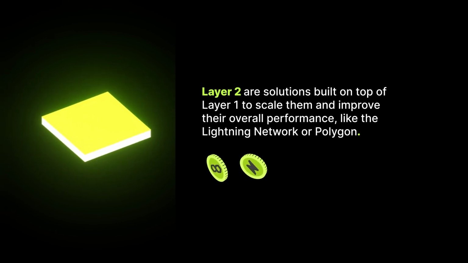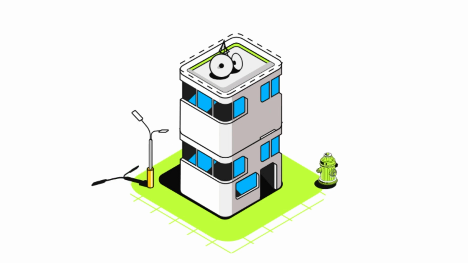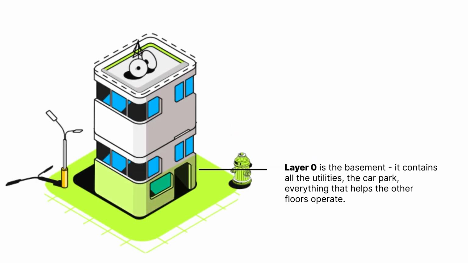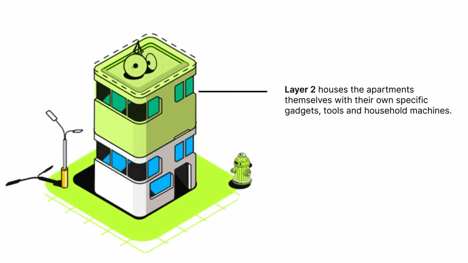Lightning Network or Polygon. Imagine blockchains are like an apartment block. Layer 0 is the basement. It contains all the utilities, the car park, everything that helps the other floors operate. Layer 1 is the ground floor with the entrance, the lobby, and the reception area, like the major blockchains people tend to interact primarily with. And Layer 2 houses the apartments themselves, with their own specific gadgets, tools, and household machines.